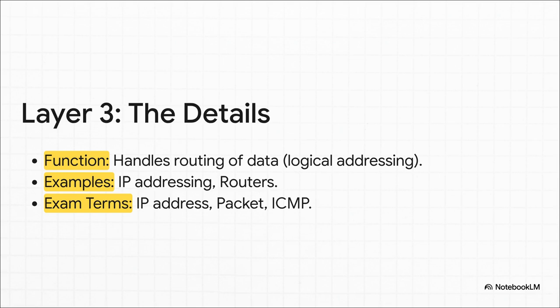The key piece of hardware here is the router. Routers look at the IP address on data bundles, which we now call packets, and make smart decisions about the best path to send them on their way. On the exam, if you see IP address, routing, or ICMP, your brain should immediately scream, Layer 3.